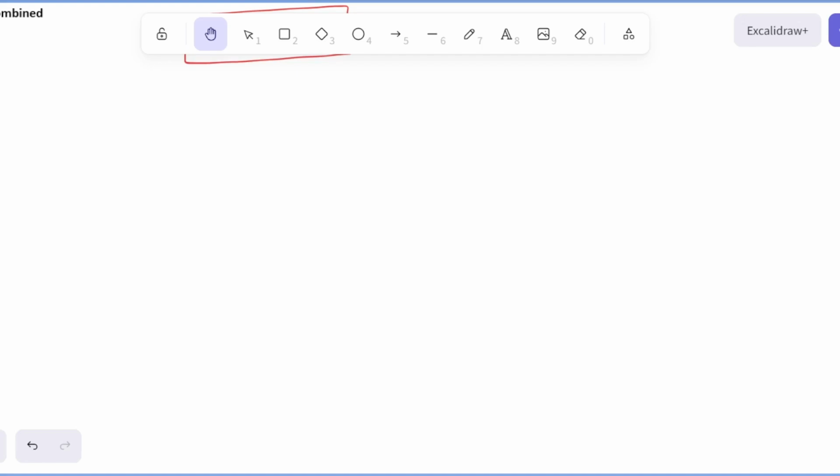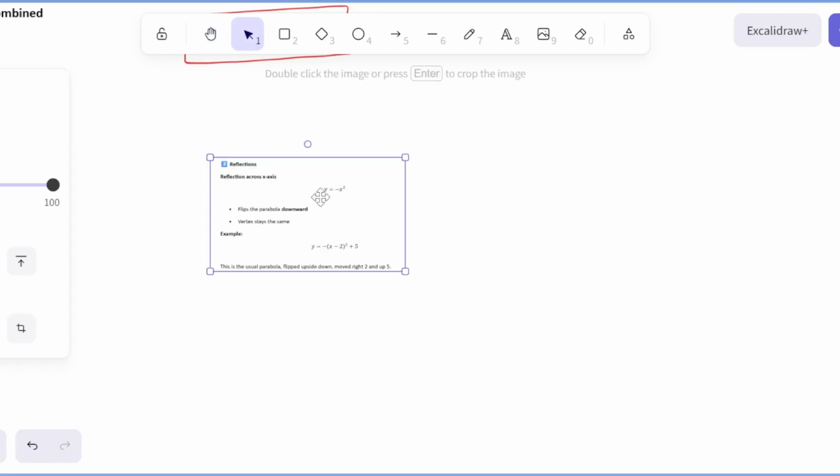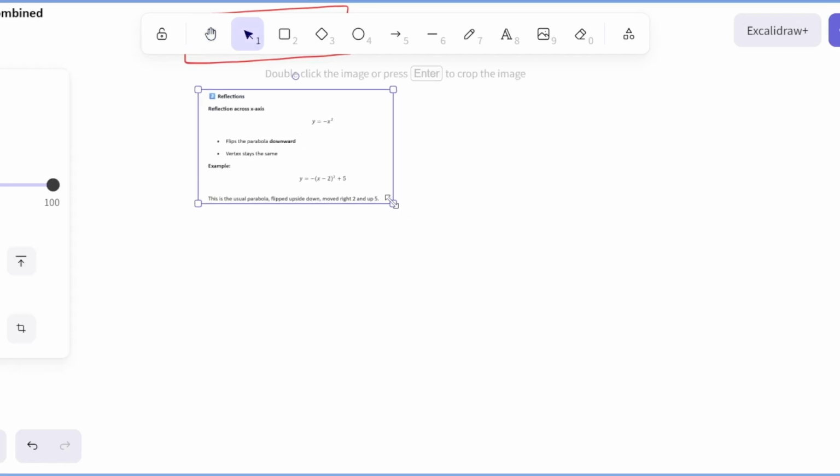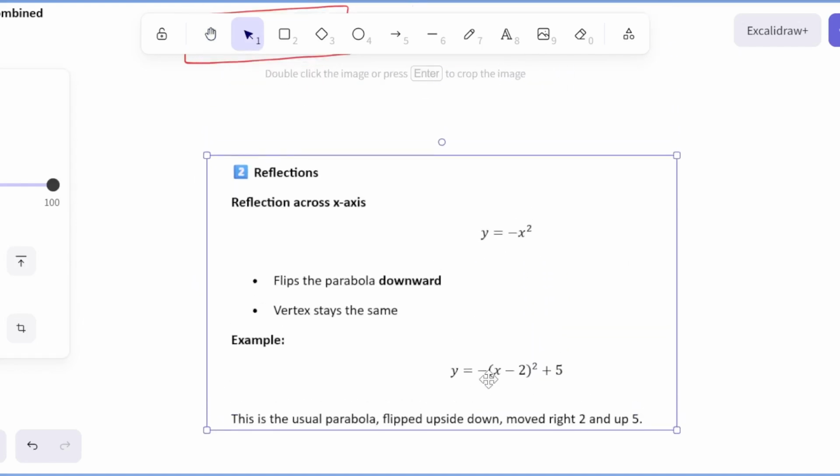Reflections. So we just learned translations along the x-axis and the y-axis. And now we'll take an example of reflections, because we are learning transformations, which will cover translation, reflection, and rotation.